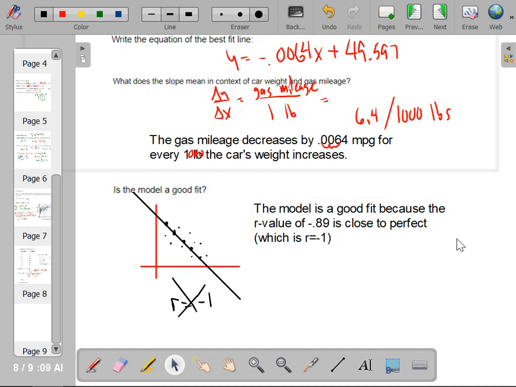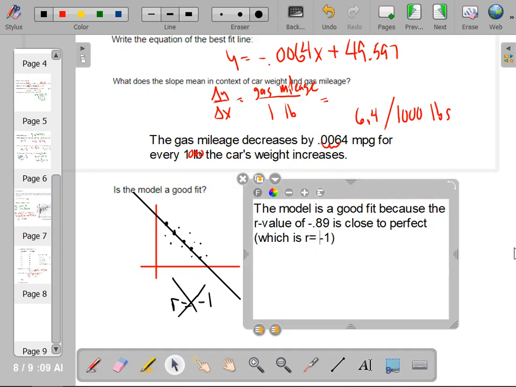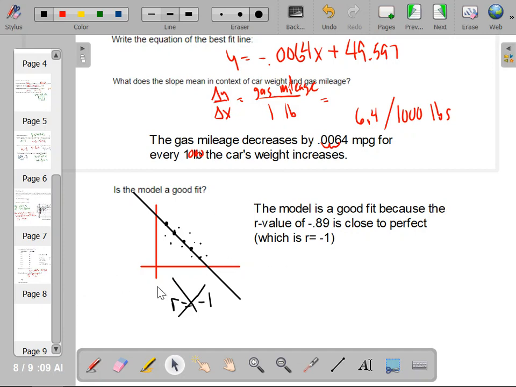So you're comparing it to plus or minus 1. If it's a positive R value, that just means the slope is increasing. This is negative, so that just means it's decreasing. We're losing gas mileage for every pound of weight we add to the car.